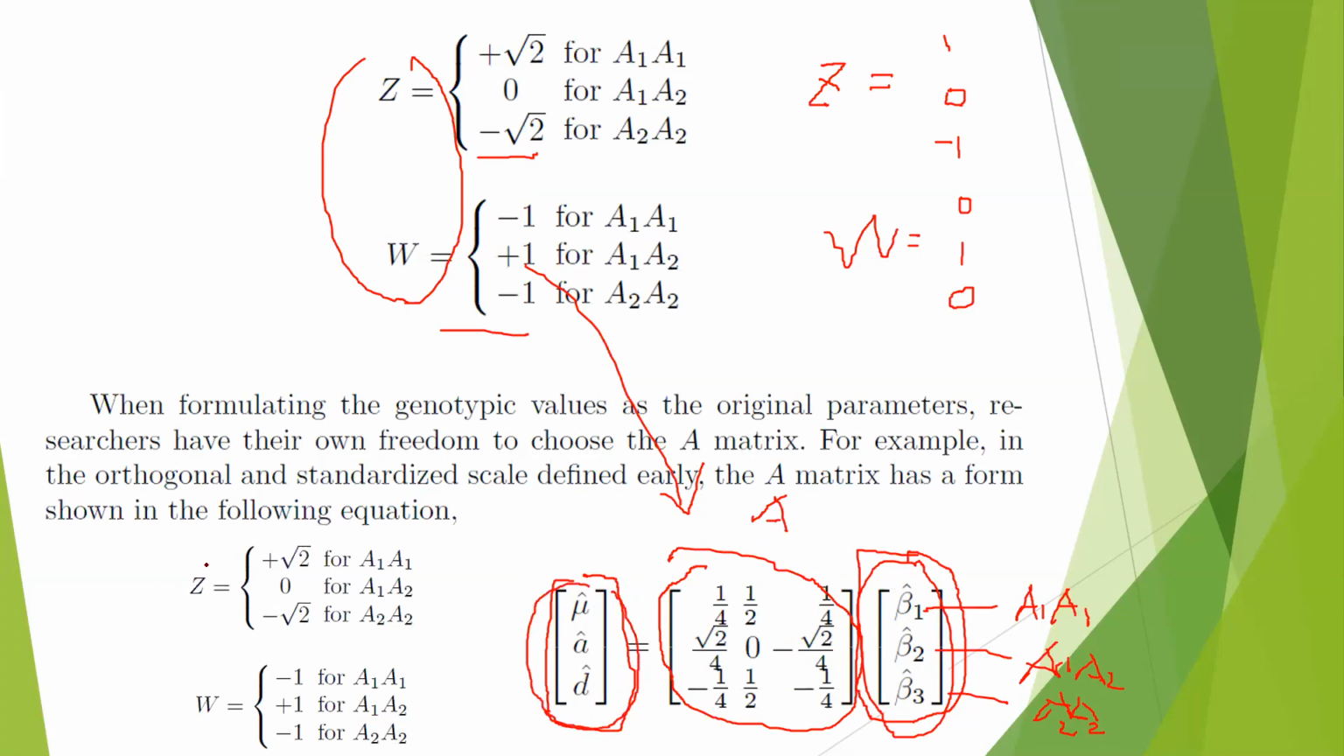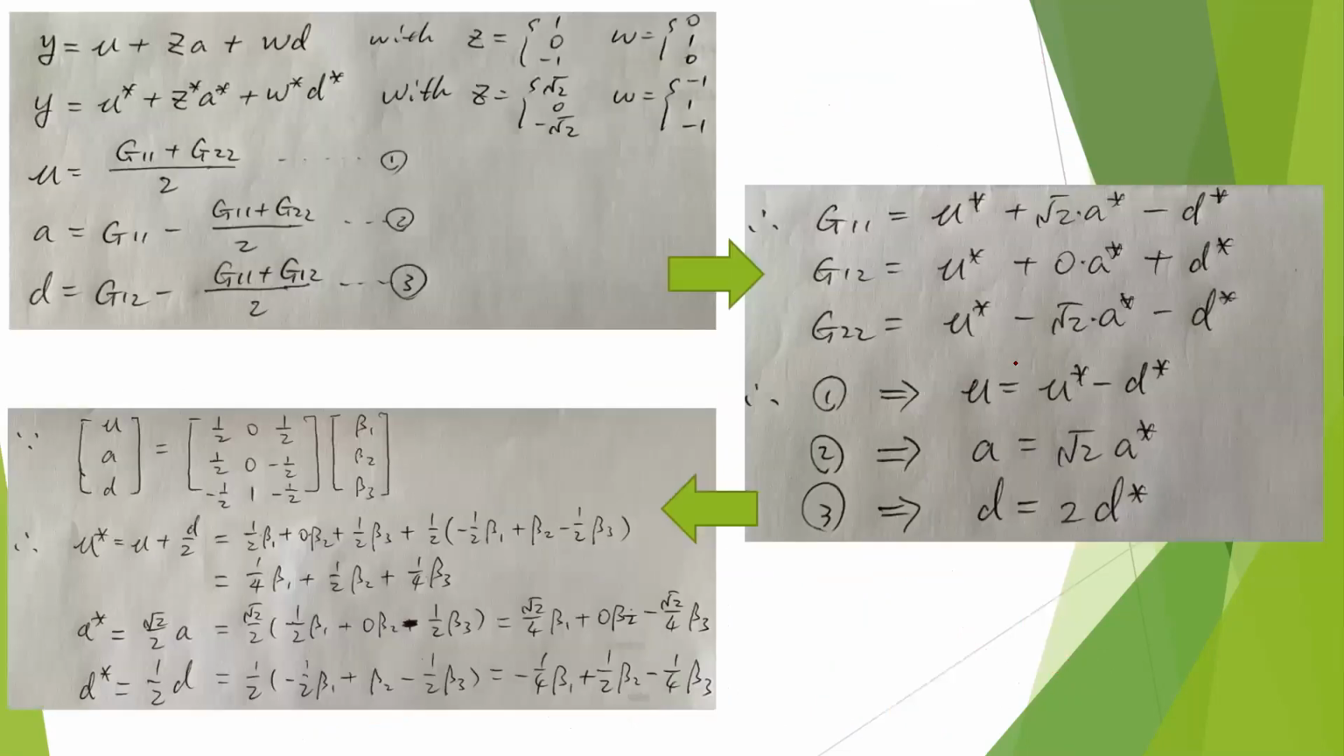Please pay attention when we use different scales. This mu should be mu star, A star, and D star, because they are not exactly the same as what we defined before, when we used the regular definition for Z and W. So I put an additional slide in the lecture notes showing how we can derive this A matrix by hand.